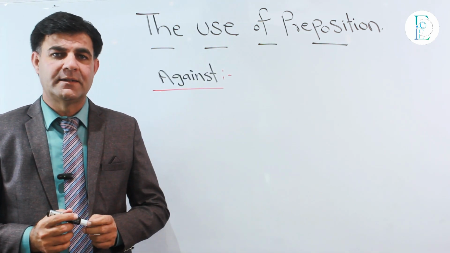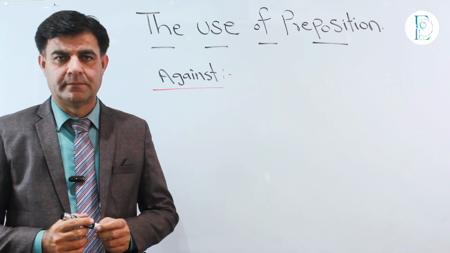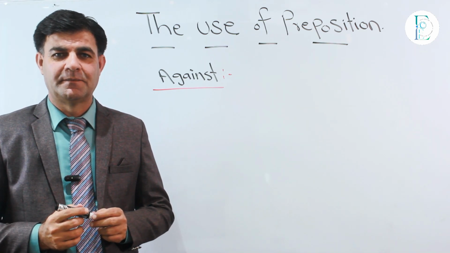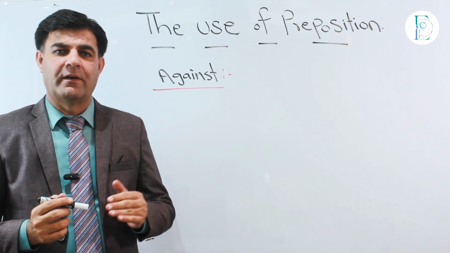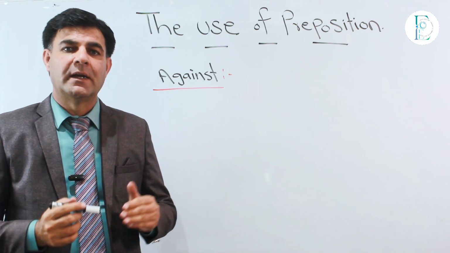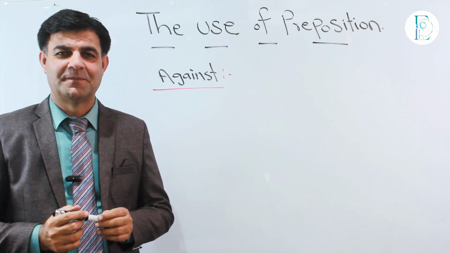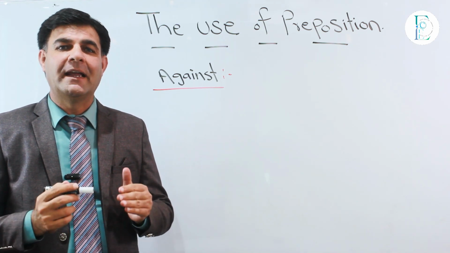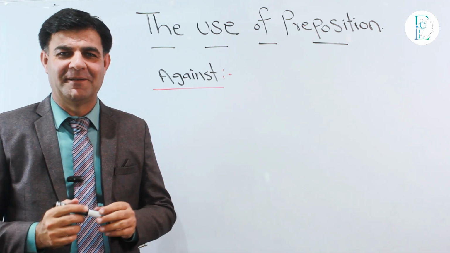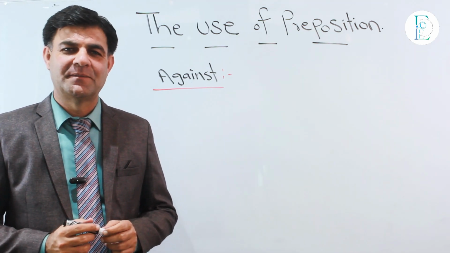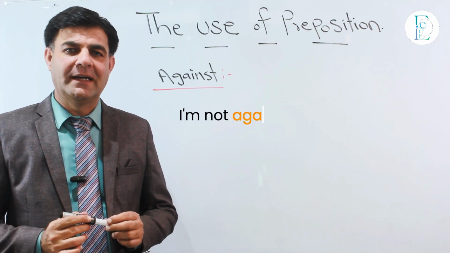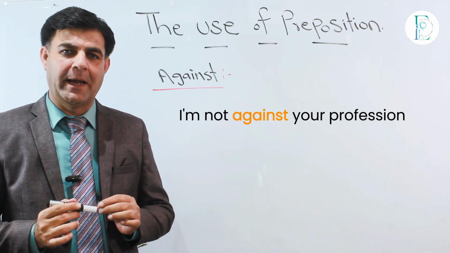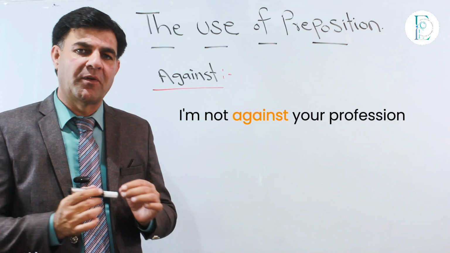The next one is against. We use the preposition against for close to, near to, opposite to, or hitting something or somebody. For example, I am not against your profession.